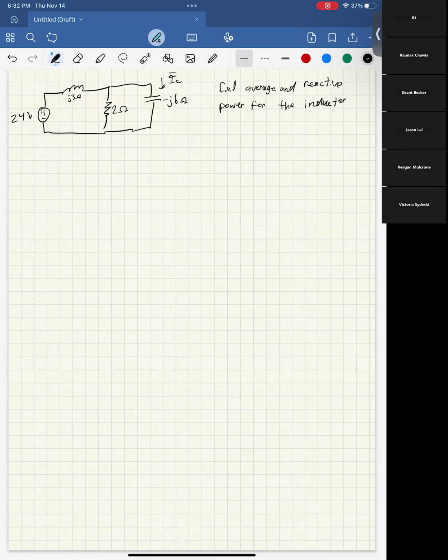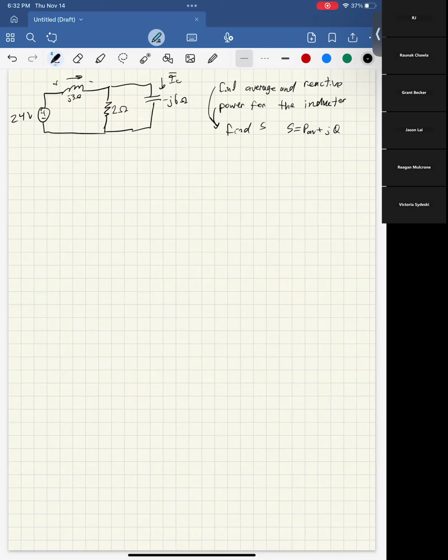So, these two together, this is basically saying find S, right? Because S equals P average plus jQ. We want to find the power associated with the inductor, which means we need to find the voltage across the inductor and the current through the inductor.